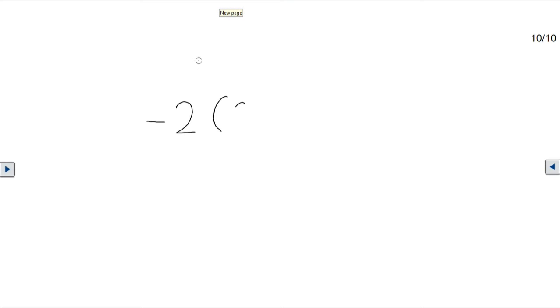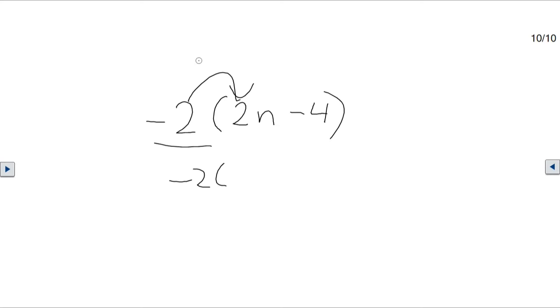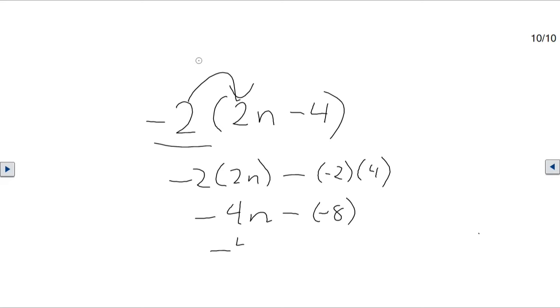Let's have, say, -2 times 2n minus 4. Okay. So again, we're going to distribute that -2. So -2 times 2n minus -2 times 4. Right, so -2 times 2n is -4n minus -8, and more simply, -4n. Remember, when we subtract a negative, that's like adding a positive, plus 8.